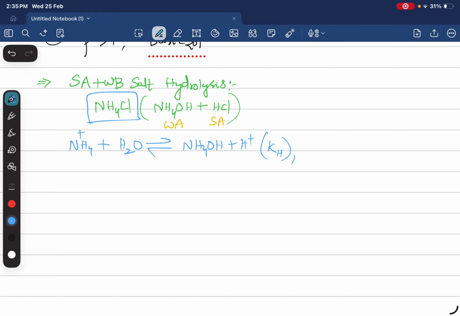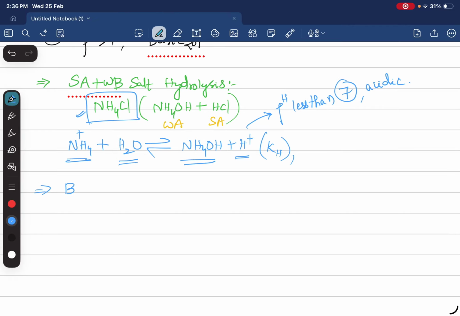What will be the result, students? This is the weaker ion that is coming from the salt, that is the cation. It is hydrolyzed with water and becomes NH4OH and H plus. Since the resultant is H plus, the solution is acidic. pH is less than 7 and acidic. In this case, which ion participated in hydrolysis, students? The cation participated in hydrolysis, so it is called cationic hydrolysis.